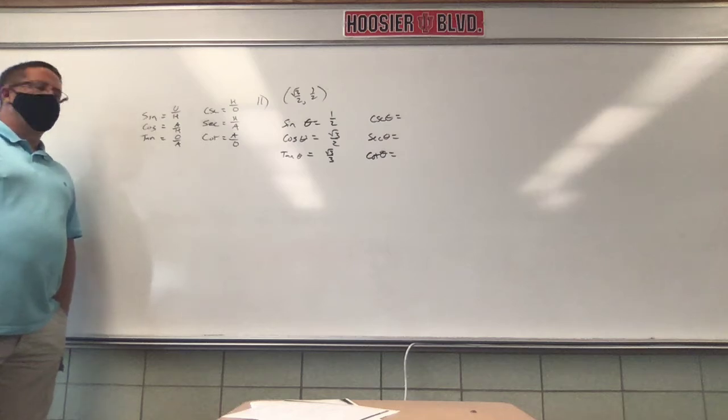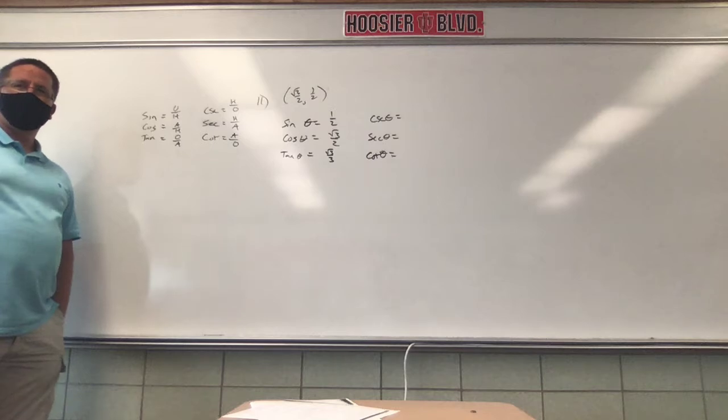So, which one do you think would be the quickest to find? The cosecant, the secant, or cotangent on this particular one? What do you guys think?